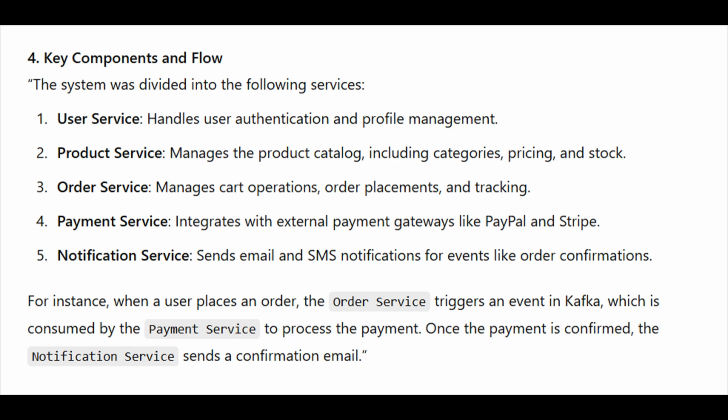For instance, when a user places an order, the order service triggers an event in Kafka, which is consumed by the payment service to process the payment. Once the payment is confirmed, the notification service sends a confirmation email.